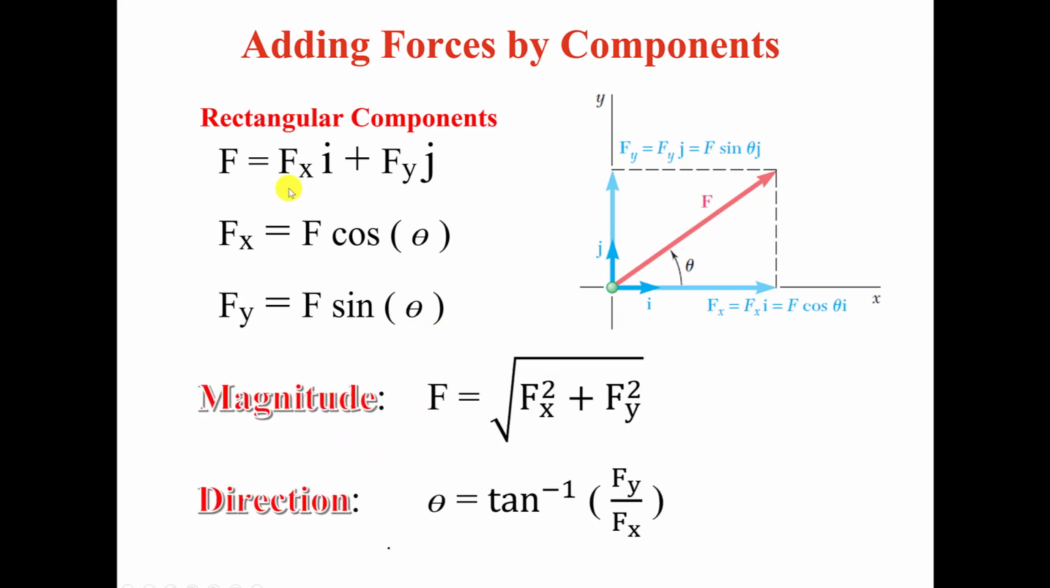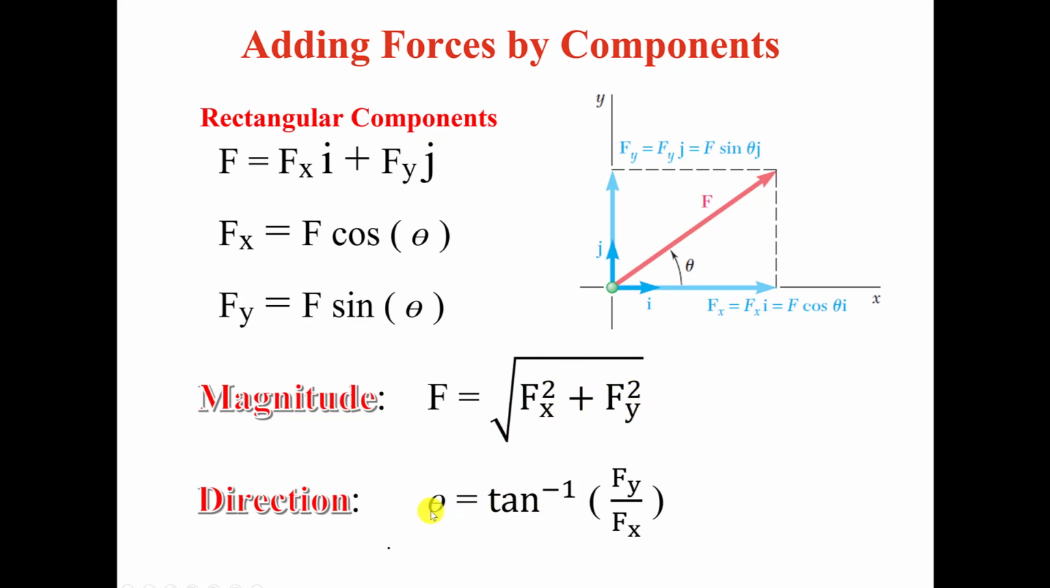Also, if somehow I was given the components, can I reverse the solution and get what is the force F and what is the angle theta? Yes, we can do that. As a magnitude, the force F is equal to what? Fx squared plus Fy squared under the square root. So you get the square root of Fx squared plus Fy squared.